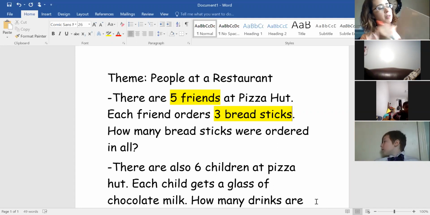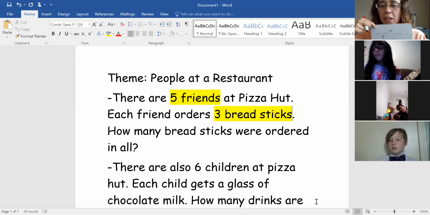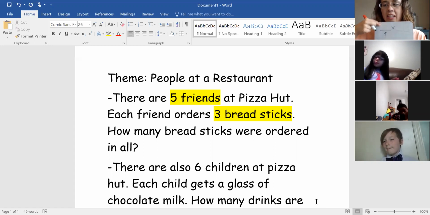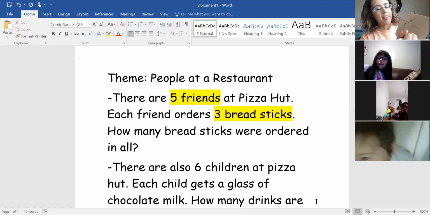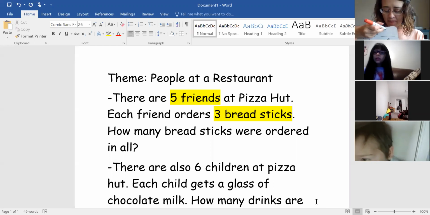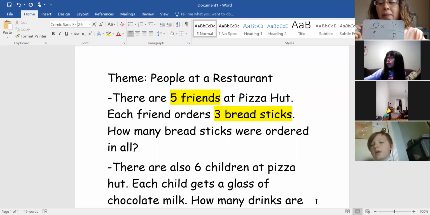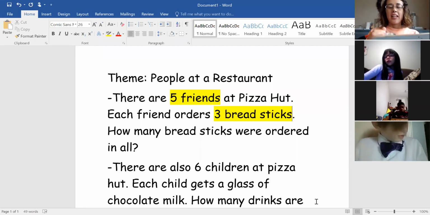When we're writing multiplication equations, the first factor is always the equal group. How many groups? And the second factor is always how many items or things. Yes, how many in each group.